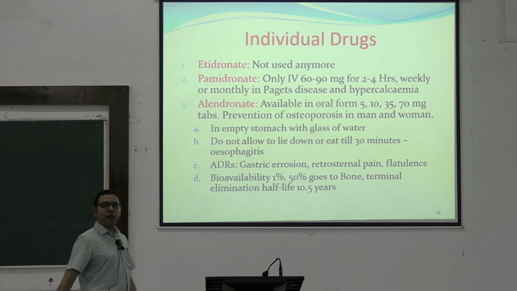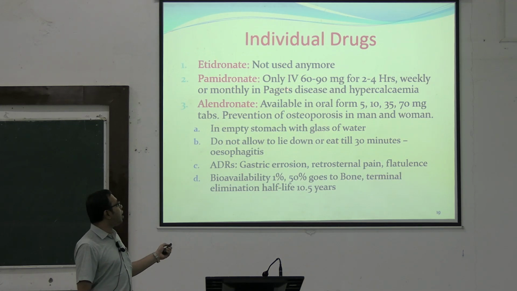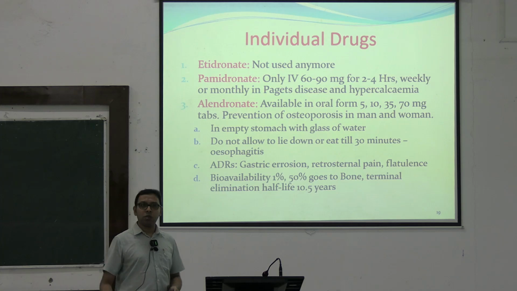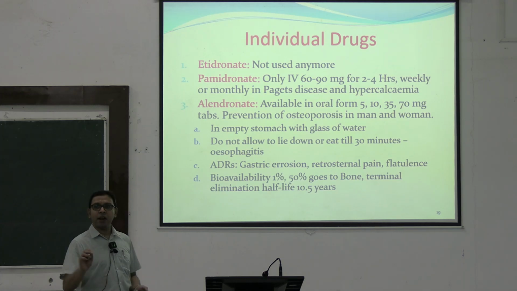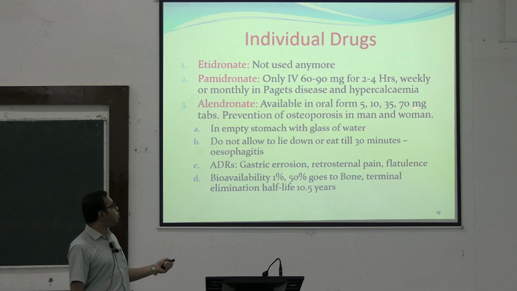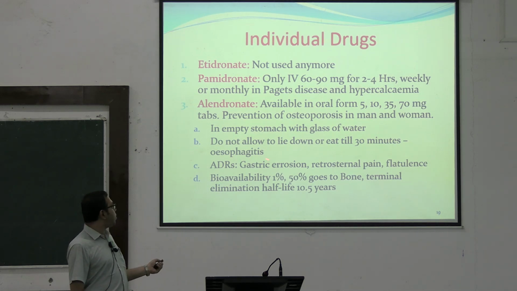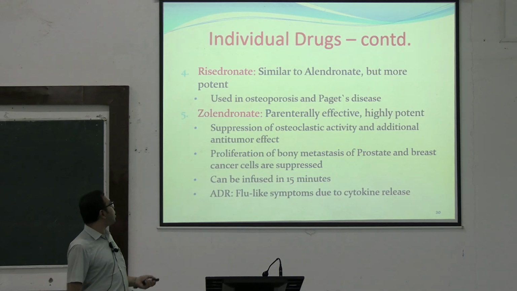Etidronate is much less used nowadays. Pamidronate is usually used intravenously in Paget's disease and hypercalcemia. Alendronate is very commonly used nowadays. Alendronate is available in different oral doses, 5 to 70 mg, for prevention as well as treatment of osteoporosis in men and women. How it is to be given, I will read in the later slide.